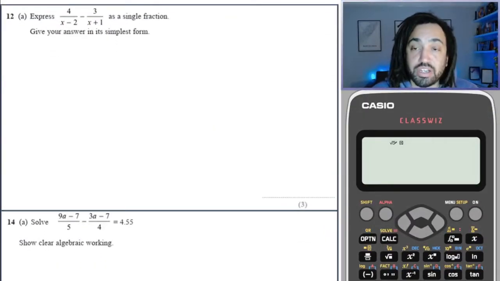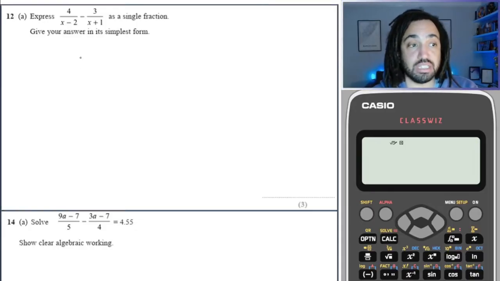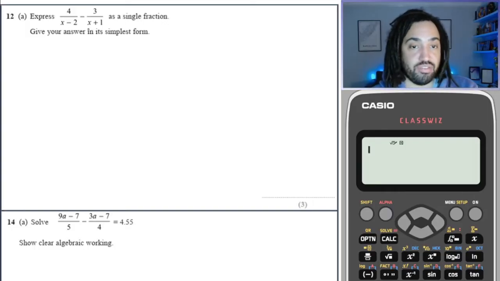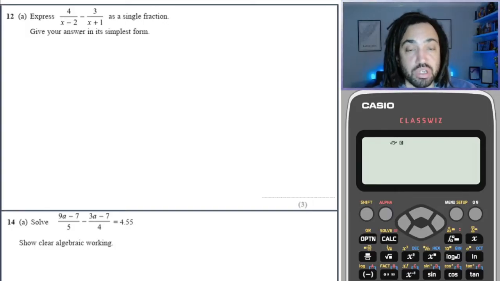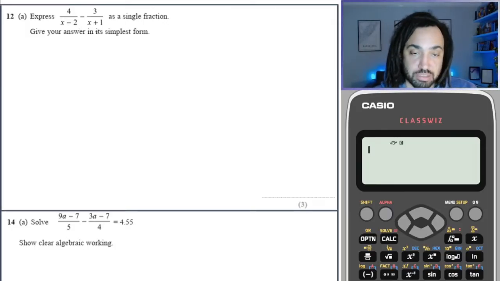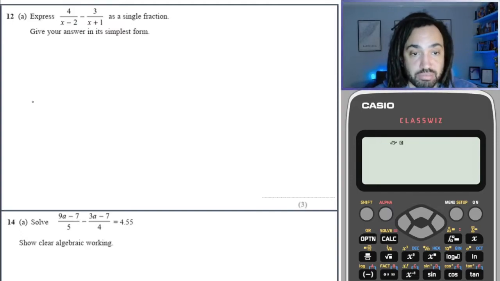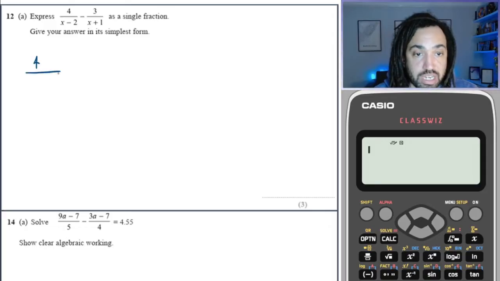Okay, we've got another question where we are either adding or subtracting, which means we need to find a common denominator. Now, these two denominators don't share any factors. We can't factorise them at all. So because they're both algebraic terms, we just have to multiply them together to get a common denominator. So I'm just going to write out the question again, like so. Just giving myself a bit of extra space.